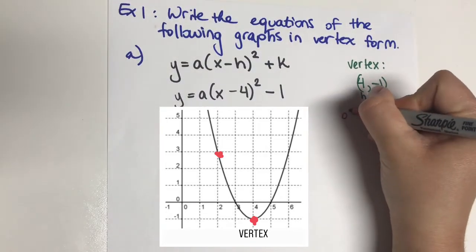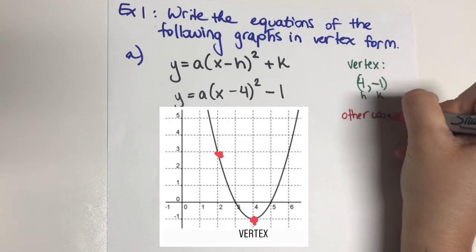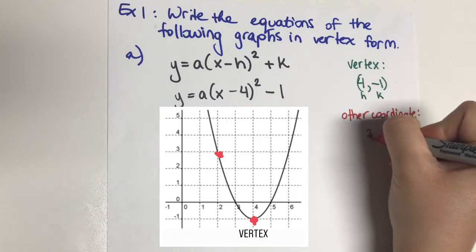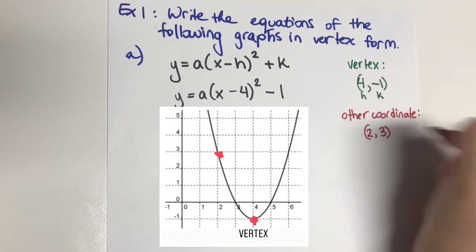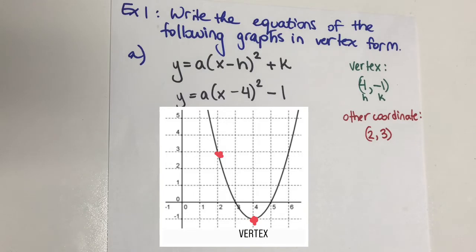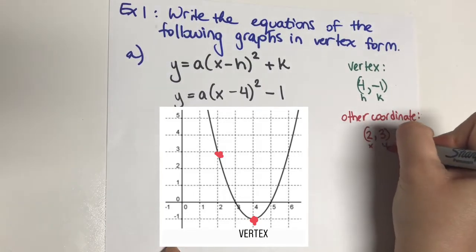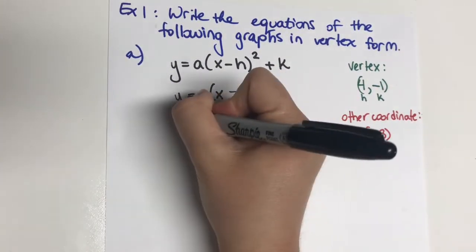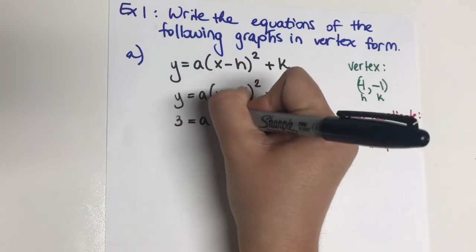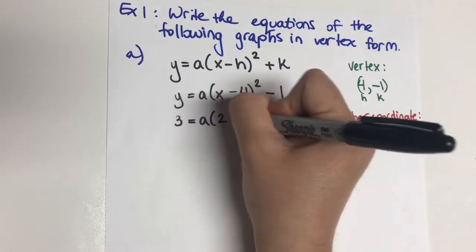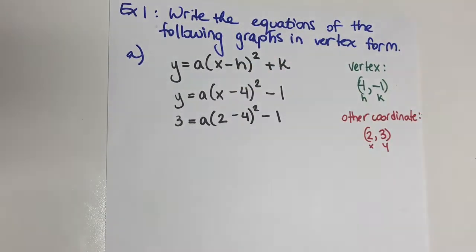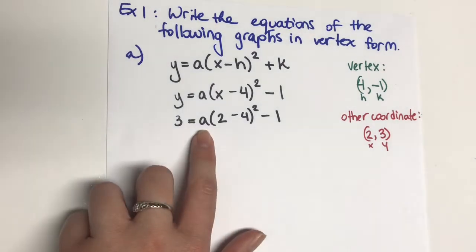So my other coordinate that I'm going to use is 2, 3. Okay, so I'm going to substitute x and y for 2 and 3. So y is 3, a I still don't know, x I'm going to replace with 2, and the other values I already know. Now I can solve for a.